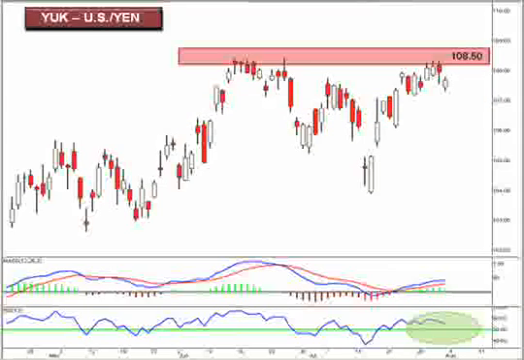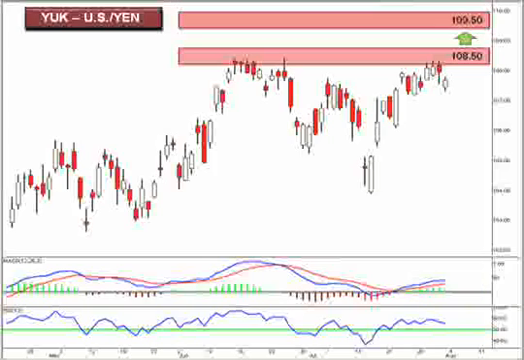Now, if we look at our RSI, we can see that that's starting to slow down with respect to its momentum to the upside, which is somewhat contrasting that continued upside trend that we see represented here by our MACD. If we do see a break above that 108.5 level, then we'd be looking at targeting the 109.5 as our next area of interest from a resistance perspective.